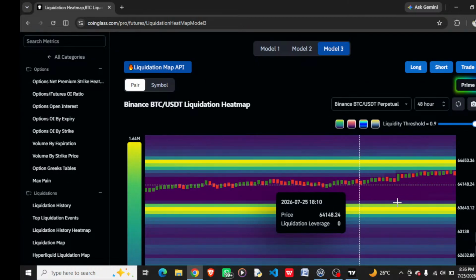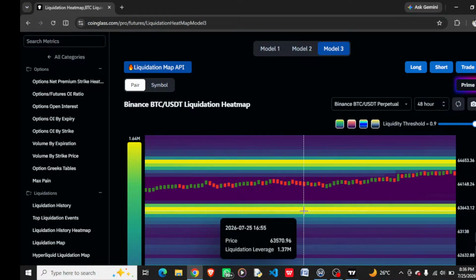Okay, so let me explain what this thing means. This downside is telling you that when Bitcoin gets to this yellow side, this very downside, when Bitcoin gets to that particular place, Bitcoin will liquidate $1.6 million. Like when Bitcoin gets to $63,643, there will be a liquidation of $1.6 million. Okay, so now you will look up.